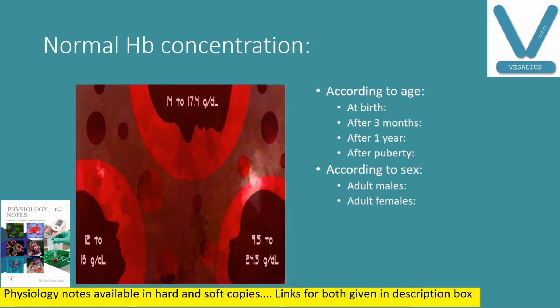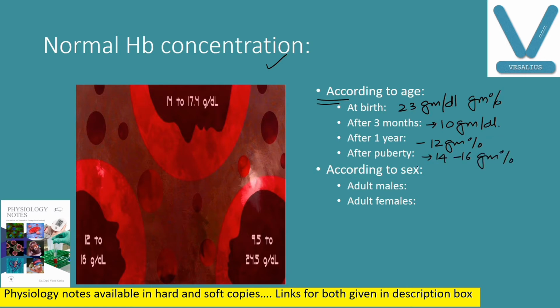First of all, we will discuss normal hemoglobin concentration. According to age, normal hemoglobin concentration at birth is about 23 grams per deciliter, or 23 gram per 100 ml, or percentage. After 3 months, hemoglobin decreases and reaches 10 gram per deciliter. After 1 year, the concentration is about 12 gram percentage, and at or after puberty, the adult level is reached, that is 14 to 16 grams per deciliter.